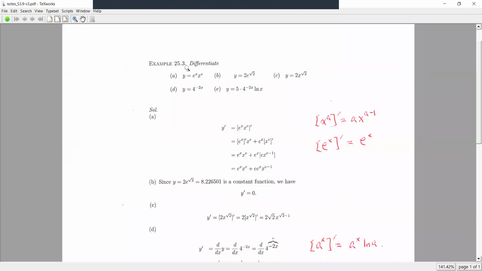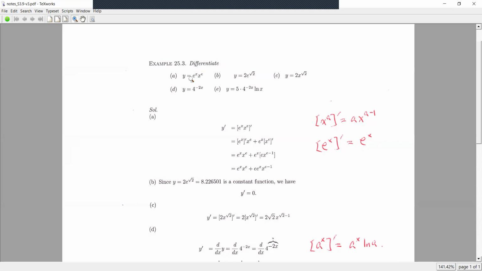Example 3. Differentiate these functions. Part A. The function in part A is a product. e to x times x to e, where e is a constant, an irrational number. The value of e is 2.71 something. Just like pi. Pi is also an irrational number. Pi, the value is 3.14 something.